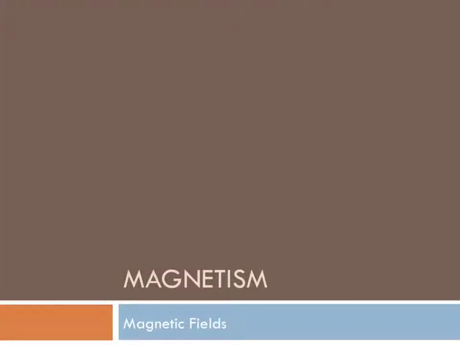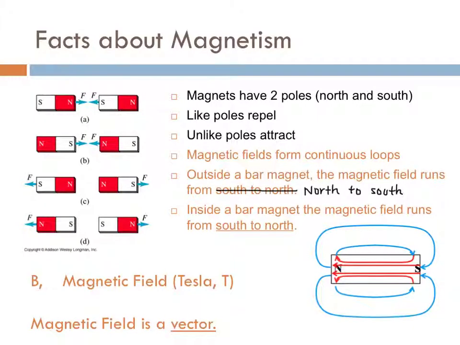This video covers magnetic fields. Magnetism is very similar to electricity. Magnets have two poles, a north and a south. Like poles repel and unlike poles attract.